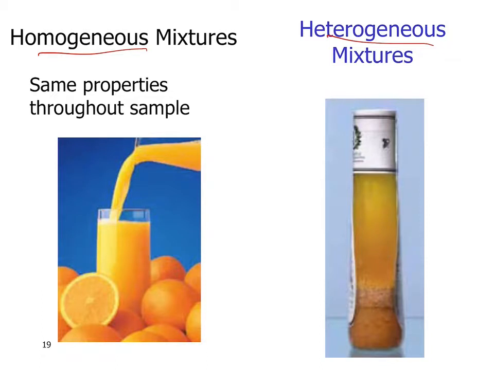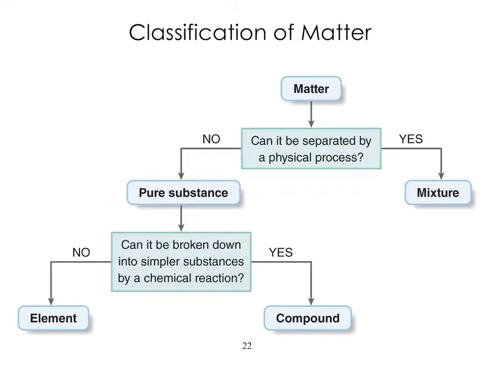Then you can have a heterogeneous mixture, in which you can actually visibly see two different layers. Salad dressing is a great example of that. It's not uniform throughout, and you can clearly see that there is oil and water in there, or oil and vinegar. And then lastly, let's look at our schematic here again.